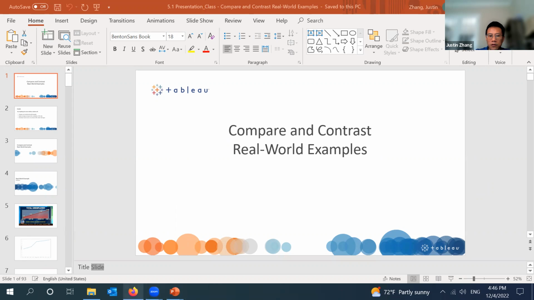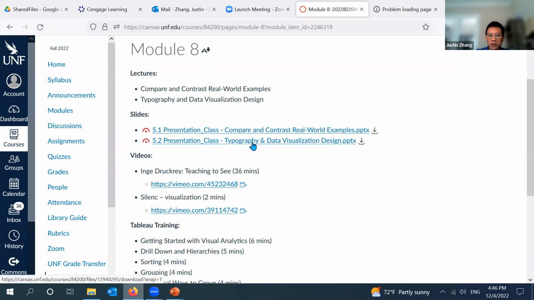So as you can see on Canvas, we have two sets of slides, 5.1, 5.2. So originally, actually, they were planned in about module 5, but I decided to move it later on to this week because we had something more important to talk about in module 5.